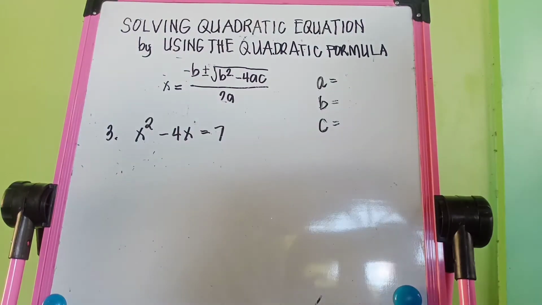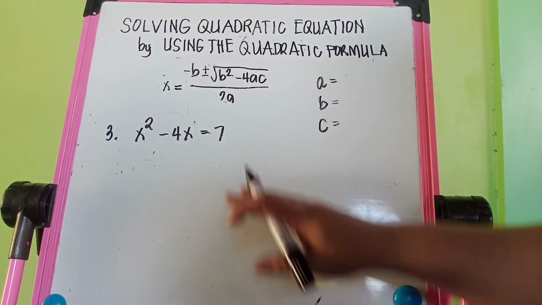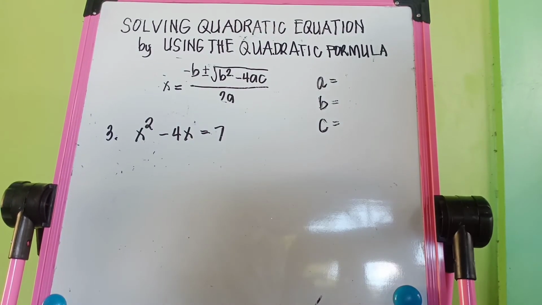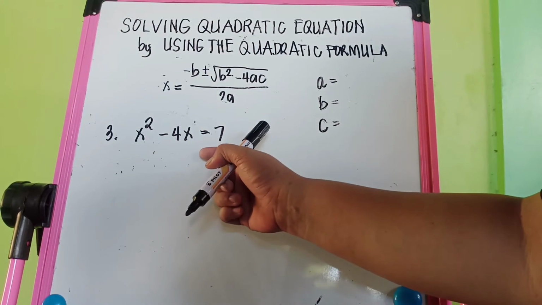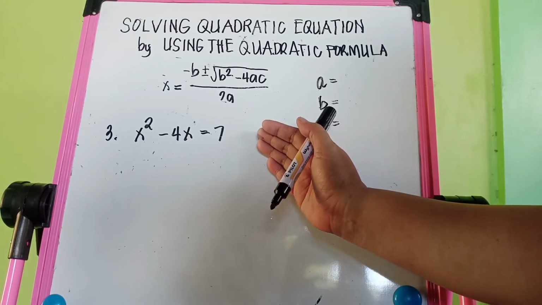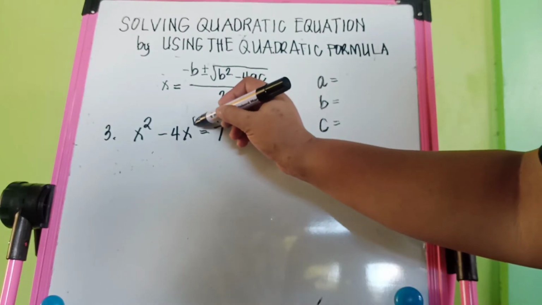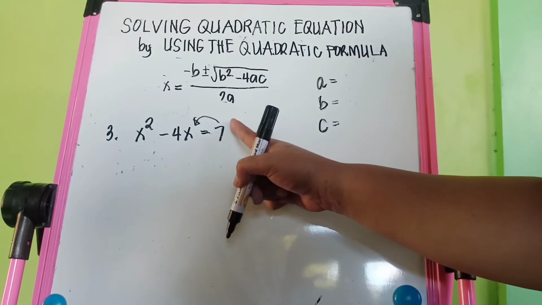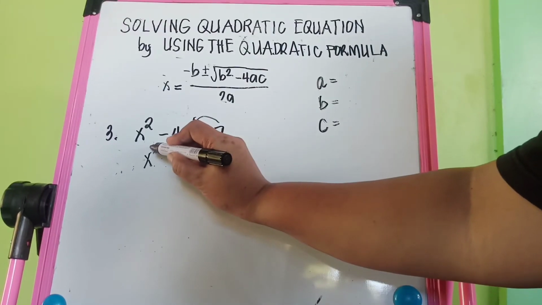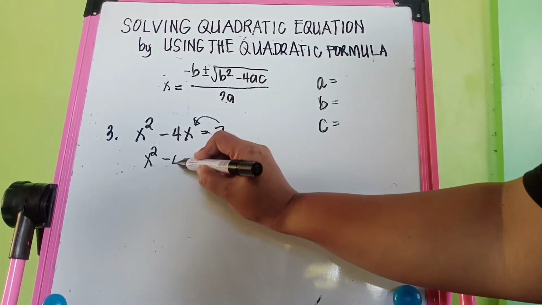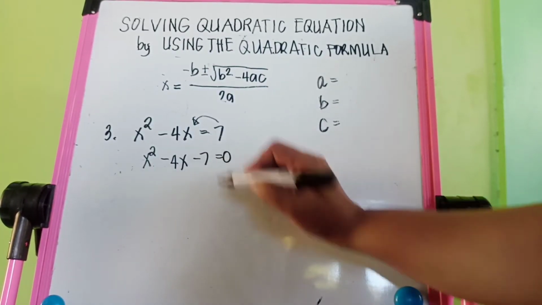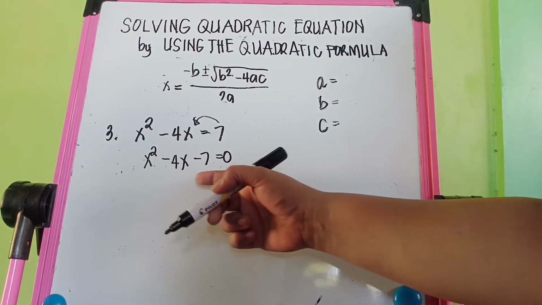Okay. So now let us have example number 3, and the equation is x squared minus 4x equal to 7. So as you can see, yung constant term natin ay nasa right side of the equation. So before we solve this, sulat muna natin to sa standard form ng quadratic equation. So ililipat lang natin si constant term sa left side of the equation. So magiging x squared minus 4x, then -7 equal to 0. Ayan, so nasa standard form na siya.